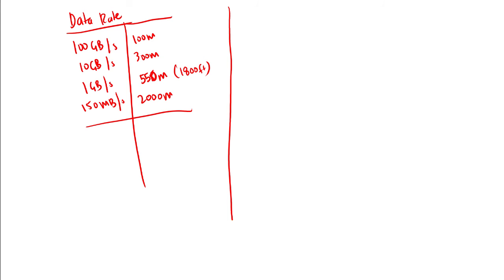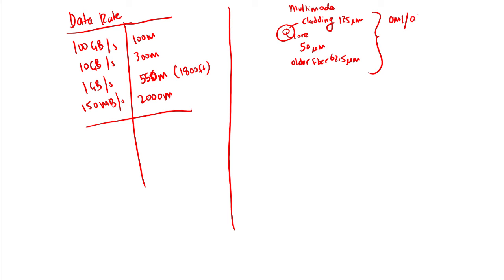So I mentioned this earlier. In your multi-mode, you have the core, and then you have the cladding. And the core size is 50 micrometers, and the cladding is 125 micrometers. In the older fibers, it was 62.5. So you'll see OM1 is 62.5/125. OM2 to OM5 are listed as 50/125.